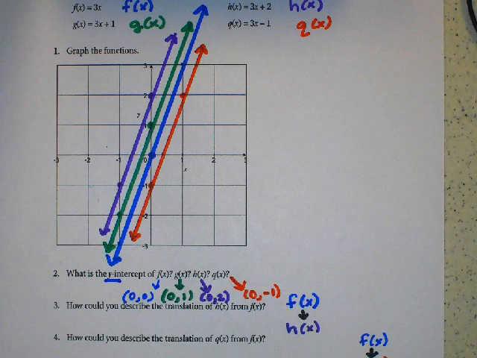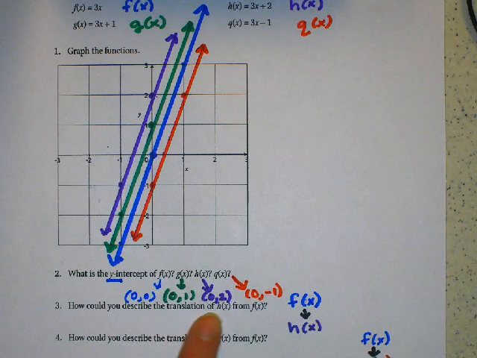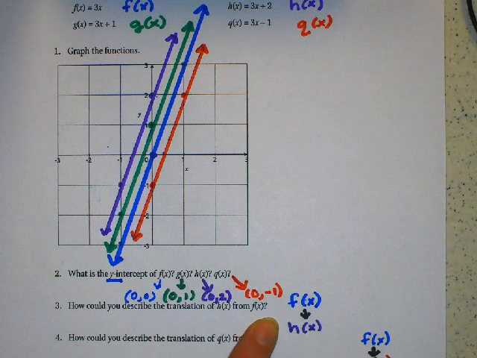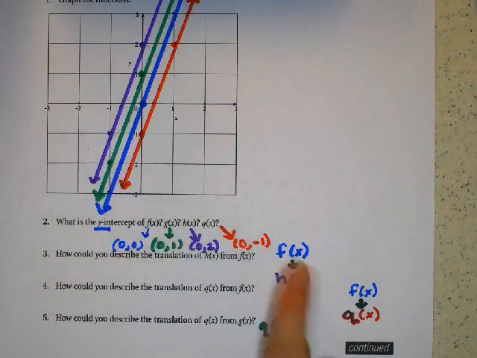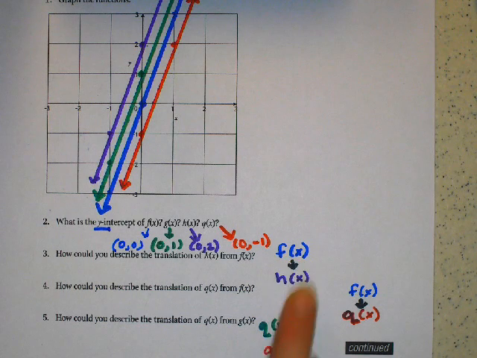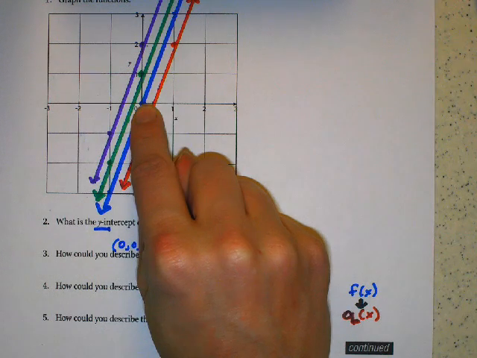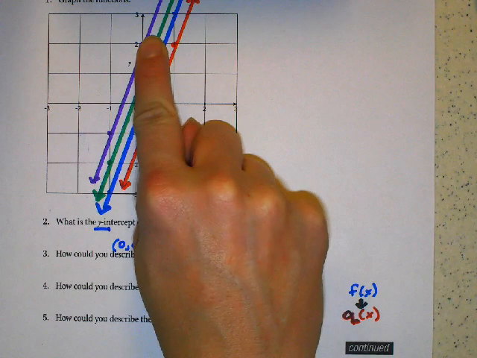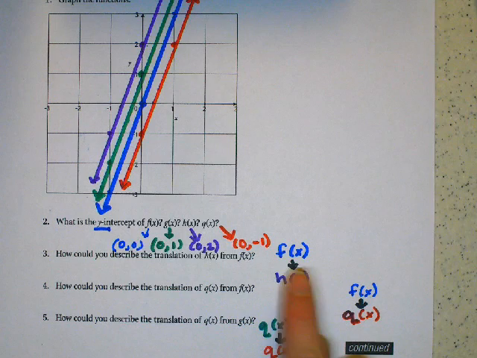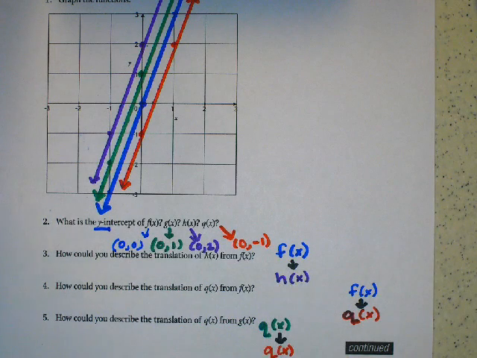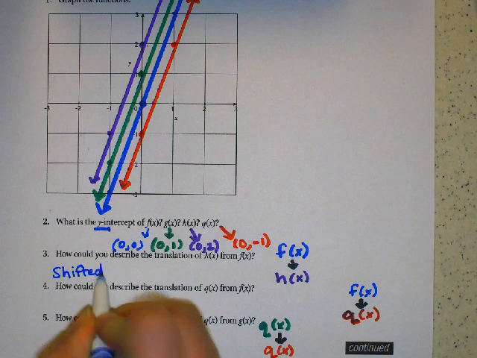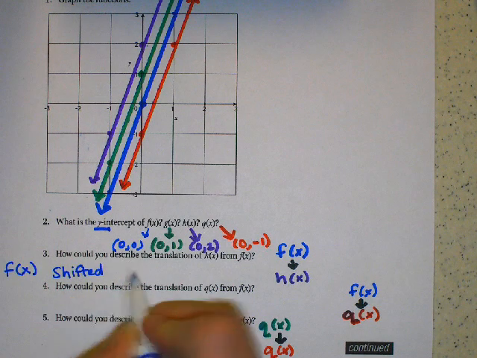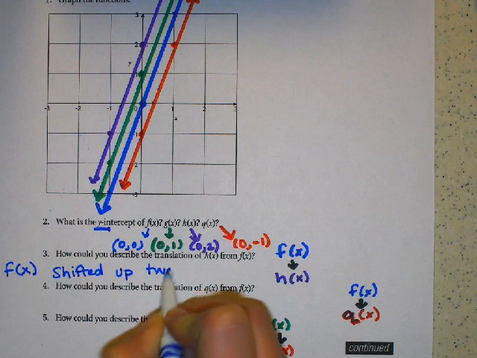The next question asks, how could you describe the translation of h of x from f of x? So what that is saying is, if I start at f of x, the blue line, what happened to get to the purple line? Notice my blue line's down here, and my purple's been bumped up 1, 2. So to go from blue to purple, I would say f of x shifted up 2 units.